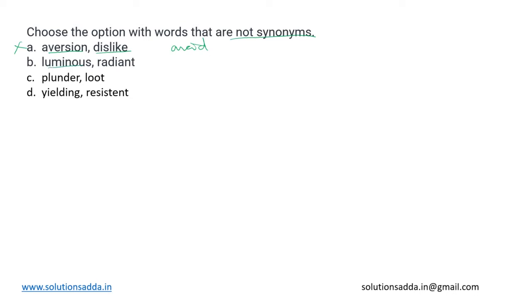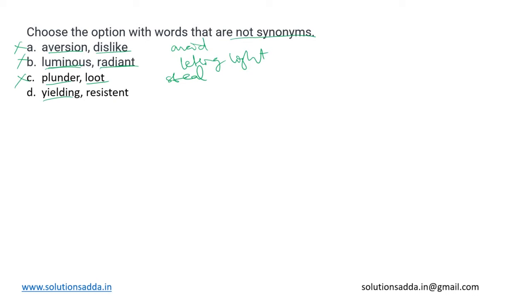Next one is luminous and radiant. Again, both are similar in meaning, which conveys that something is letting off light or giving light. As we say, luminous or extra luminous devices, and something which is radiating or giving off light. So again, both are the same in meaning, they are synonyms, so we'll discard this as well. Then the third one is plunder and loot, and both of these again are synonyms of each other, which mean to steal something, and hence this option will be discarded.